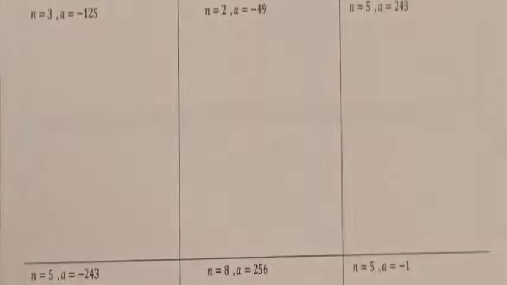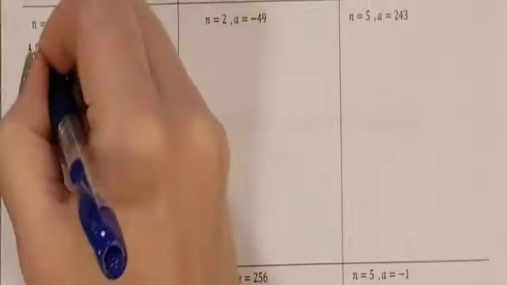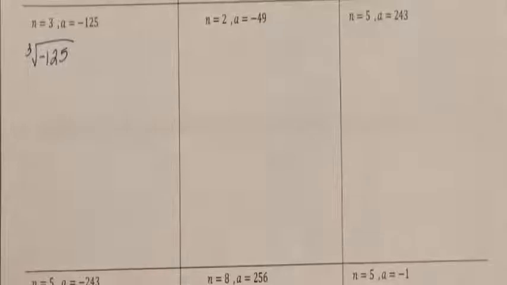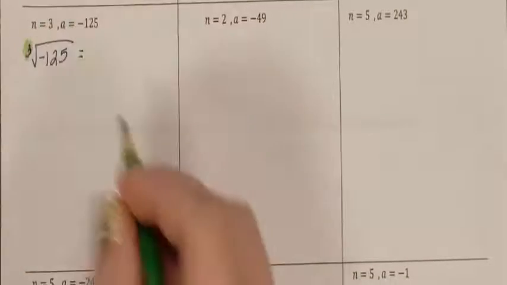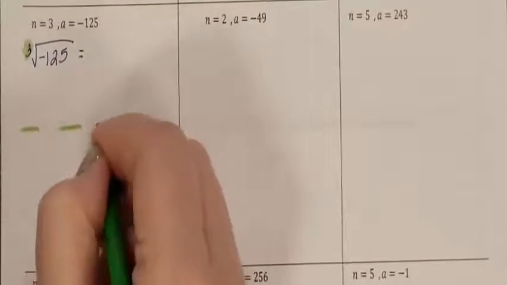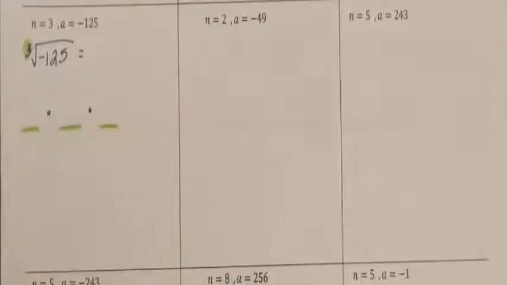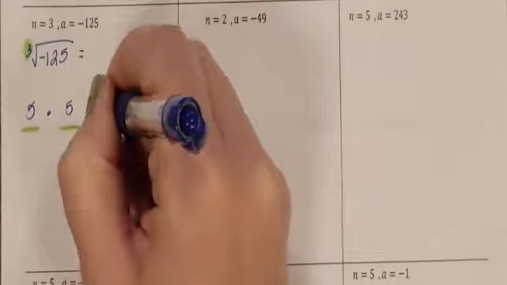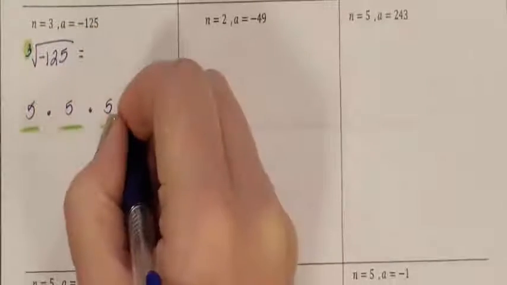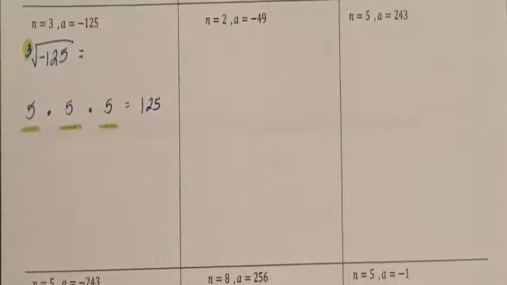N is the root. So I am looking for the third root of -125. The root tells us how many times that number is supposed to get multiplied together. So I know it's supposed to get multiplied together 3 times. Because I end in a 5, I am guessing 5 is my answer. So I'm going to go ahead and try 5. 5 times 5 times 5. This gives me 125. Not the -125 that I needed.